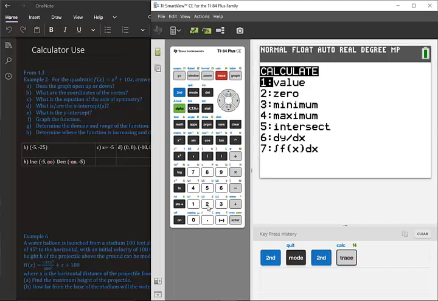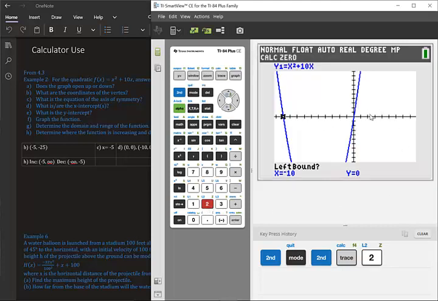So we're going to hit number 2. And your dot should be somewhere. What you want to do is scroll it to the left, left, left, left intercept. So we're going to have to do this method twice because we have two x-intercepts. So scroll until you get somewhere about here, to the left, left, left, left intercept. So it says left bound.